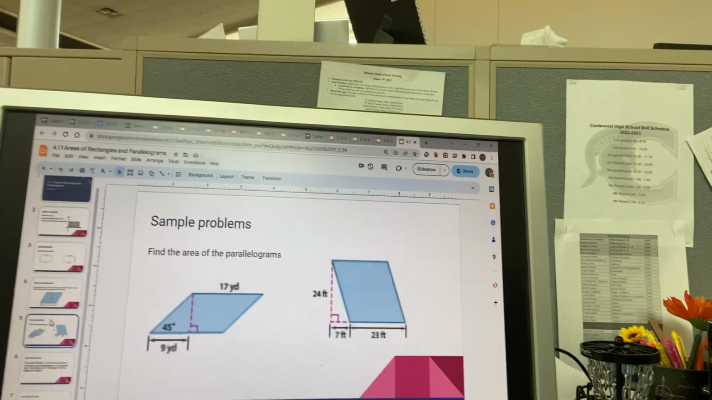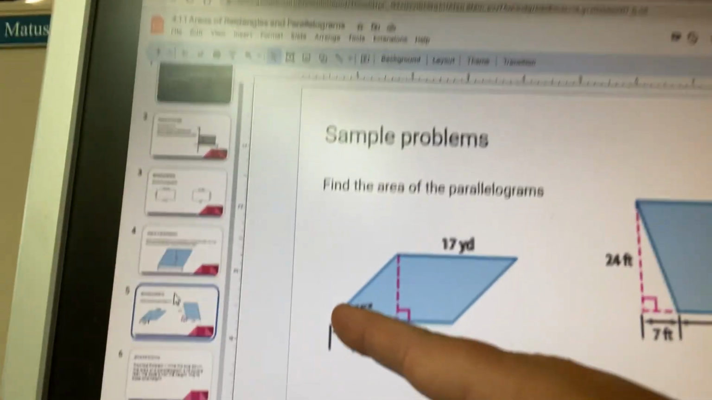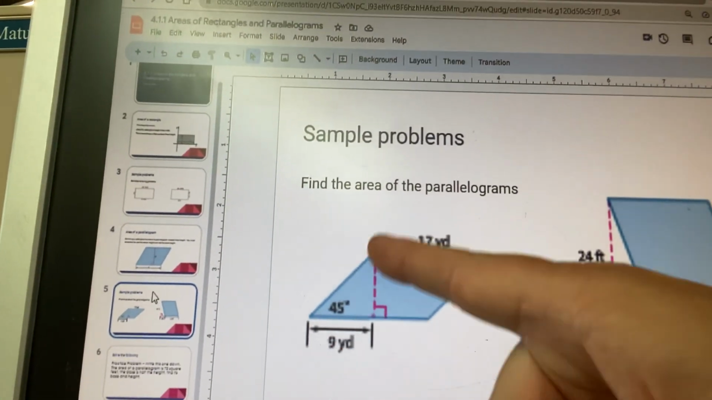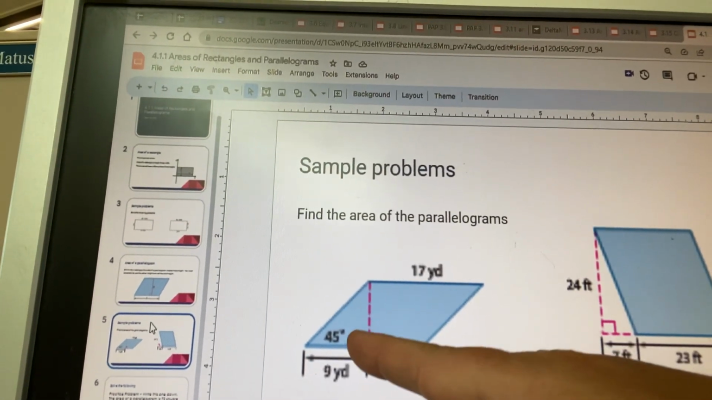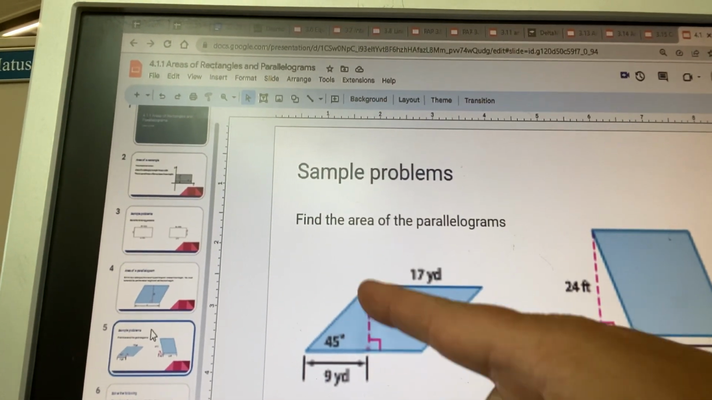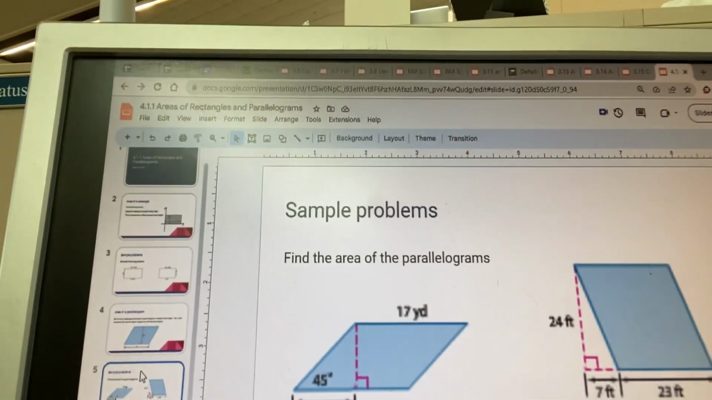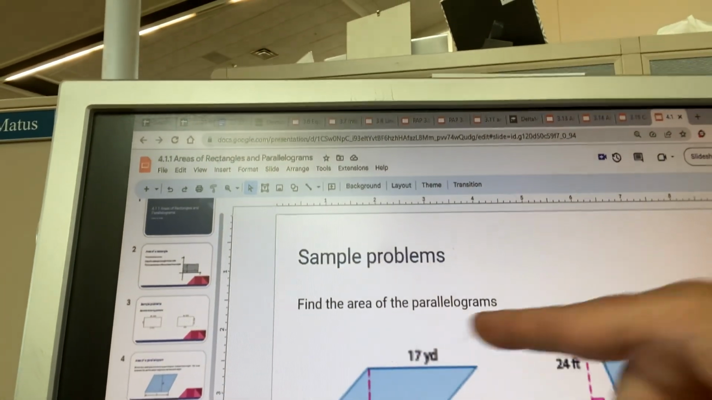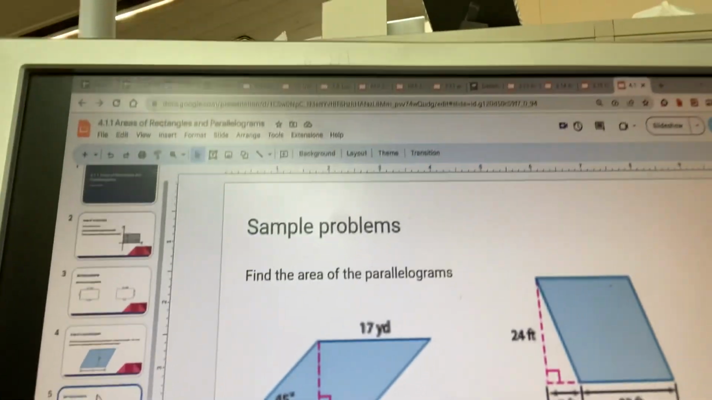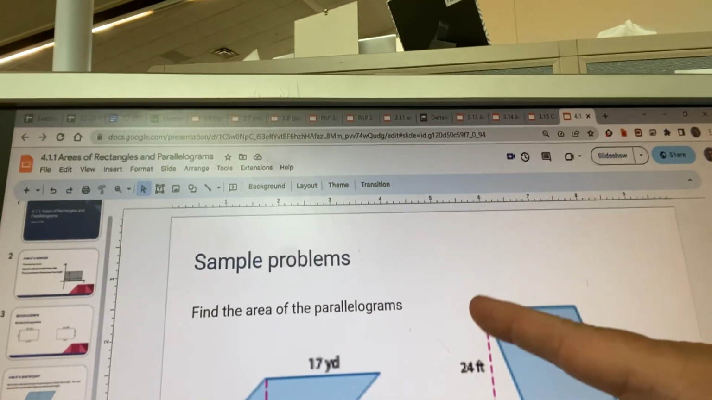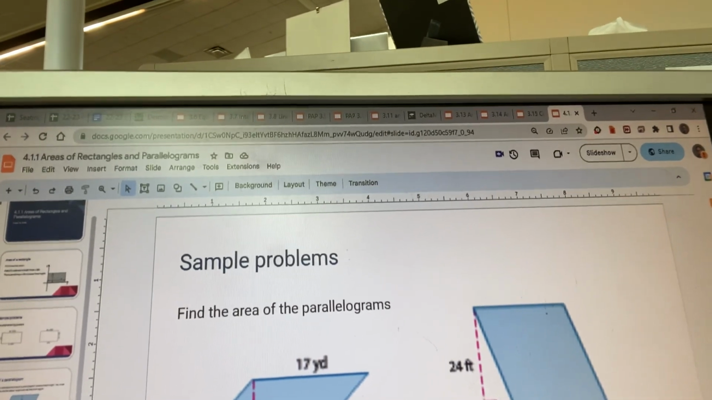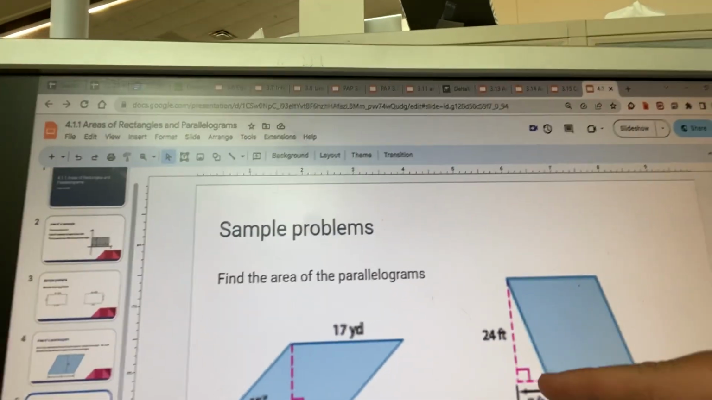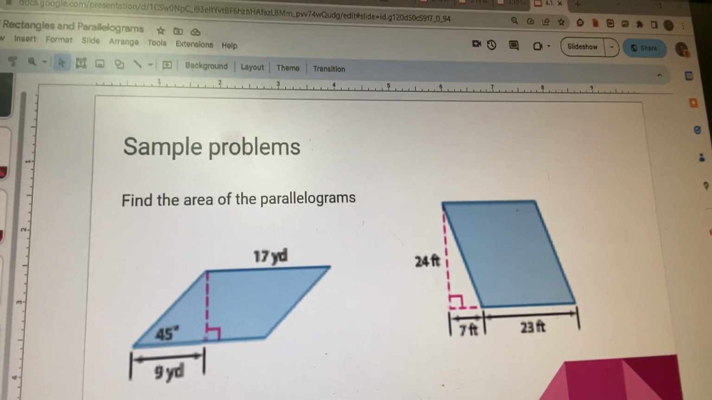Okay. On this one, this is a 45, 45, 90. So this side is the same as this side. So I would end up with this is 9. This is also 9. So 17 times 9 to get the area here, because we can cut off this triangle and move it around here to make it a rectangle. Same kind of thing here. My height is 24. My base here is 23. I don't worry about this 7. That doesn't really affect anything that I'm doing.